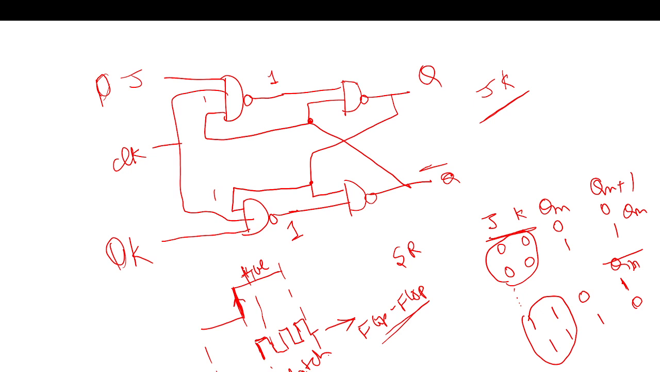No, 1-1 is not allowed in the SR. But JK 1-1 is allowed. With 1-1 we will get a toggle, if it is sensitive to the level. If I convert this and make it sensitive only to the edge by using, say, master and slave, then it will detect and give me output at the edge. It will retain the value. So in flip-flop we will have no race condition.